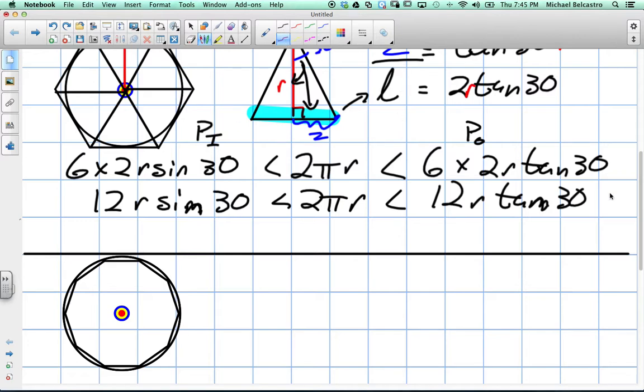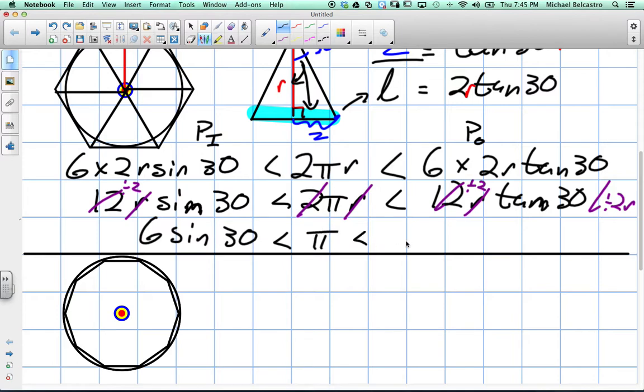Because this is an inequality, I'm going to divide everything by 2R. And when I divide by 2R, that will eliminate this 2 and this R, essentially creating 1s, okay? Which means I'm going to divide this 12 by 2, and this R will disappear. And the same thing happens here. We divide this by 2 and eliminate the R. So we're now left with 6 sine 30 is less than pi, which is less than 6 tan 30.